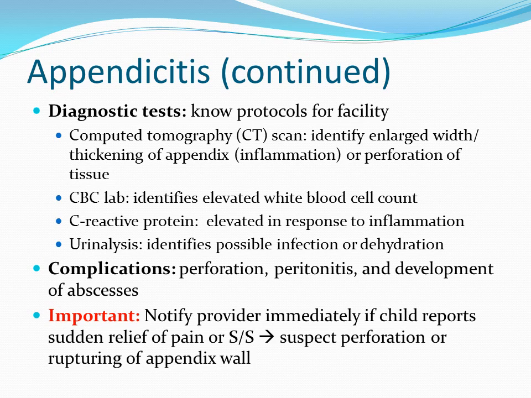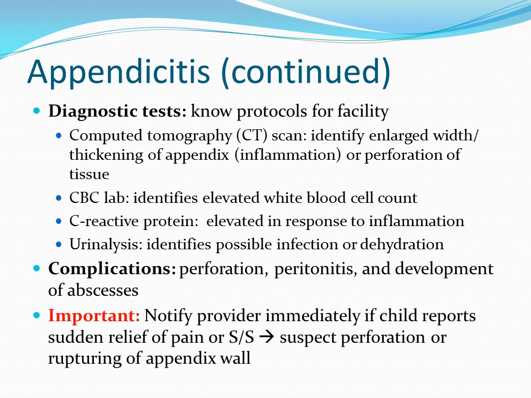CT scans identify enlarged width, thickening of the appendix, which is inflammation, or possibly perforation of the tissue. CBC labs, CRP, and urinalysis all will lead to showing you that there might possibly be an infection or the patient is dehydrated. It is also important to know certain complications of appendicitis. Perforation is definitely a possibility, peritonitis, and the development of abscesses.